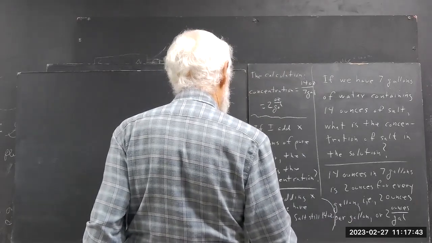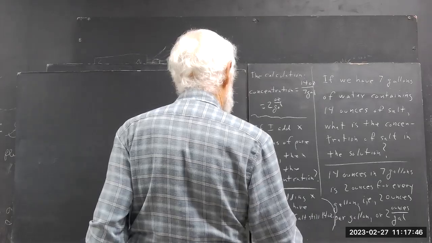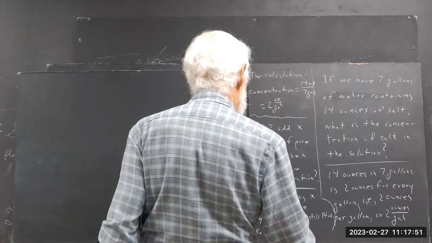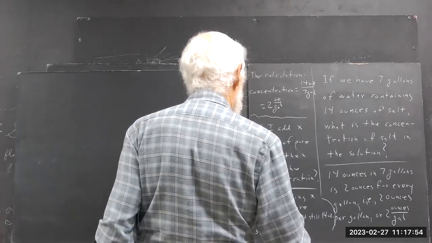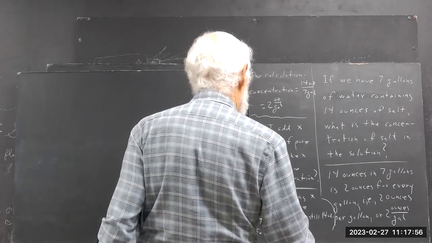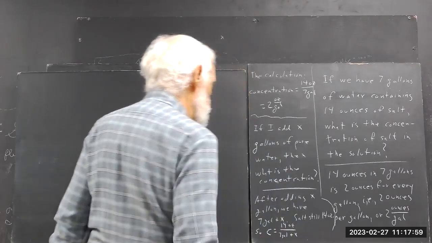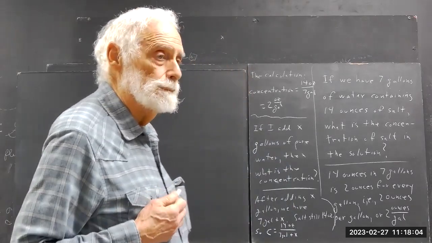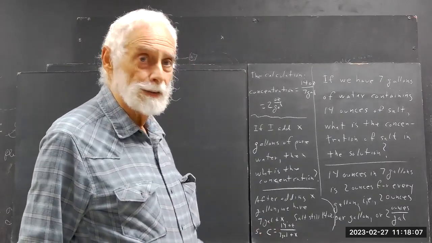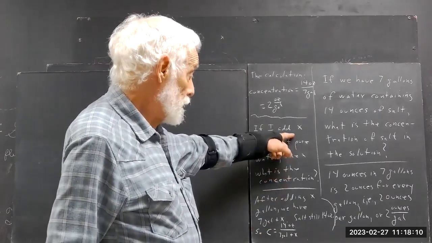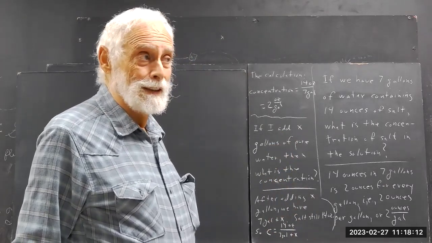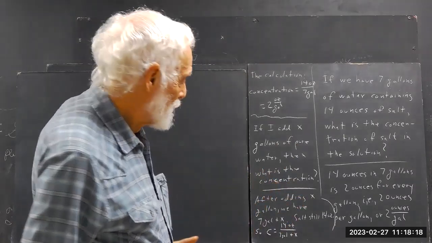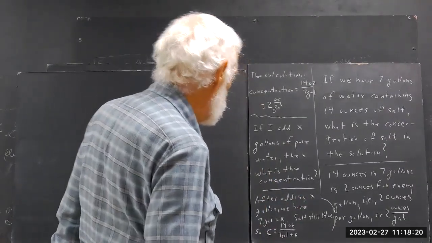And with your permission, I'll use a capital C for concentration. C equals 14 ounces over 7 gallons plus X. Now notice I didn't say 7 plus X gallons because X is already in gallons. And if you say X gallons, you got X gallons. Okay, and you'll see how that works out in a minute when we pose the big question.